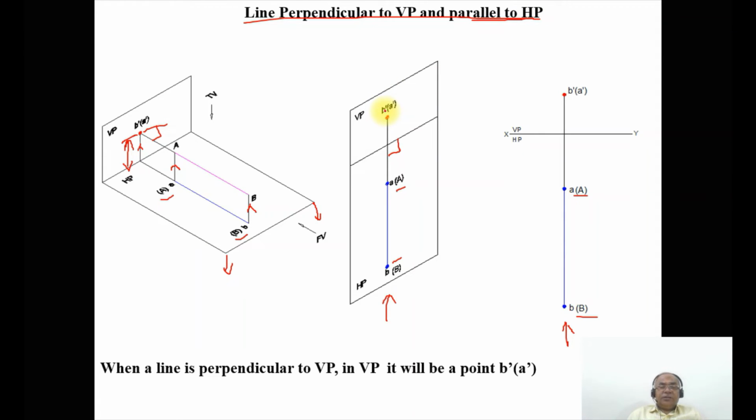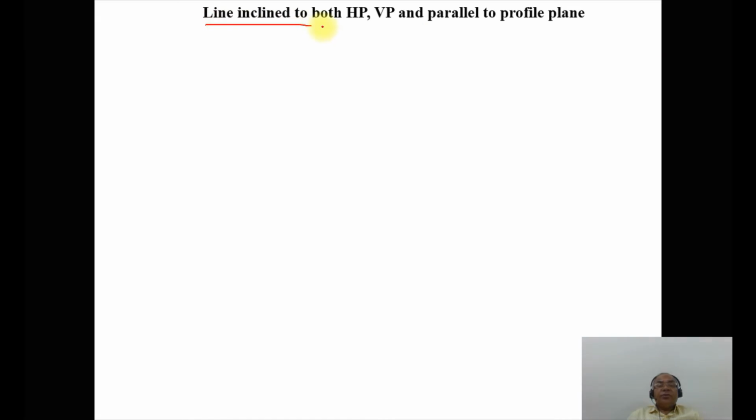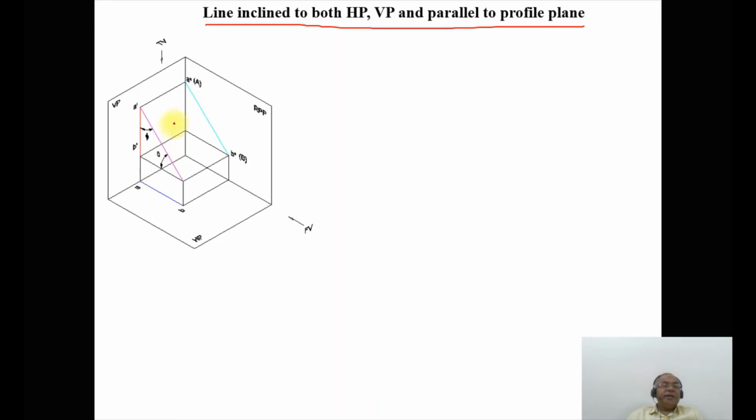So this is how you will be able to analyze this problem of line inclined to VP and parallel to HP, and line perpendicular to VP and parallel to HP. If you consider one more case, that is cases number 4, 5 and 6: line inclined to both HP and VP and parallel to the profile plane. When you are considering that, you can see here the line inclined to VP in this case and the line inclined to HP in this case. The line is inclined to both HP and VP.